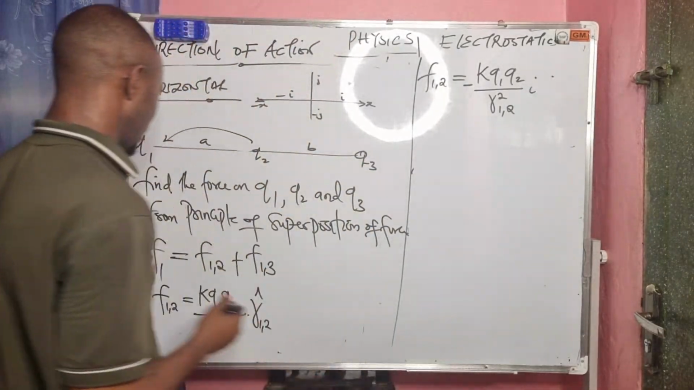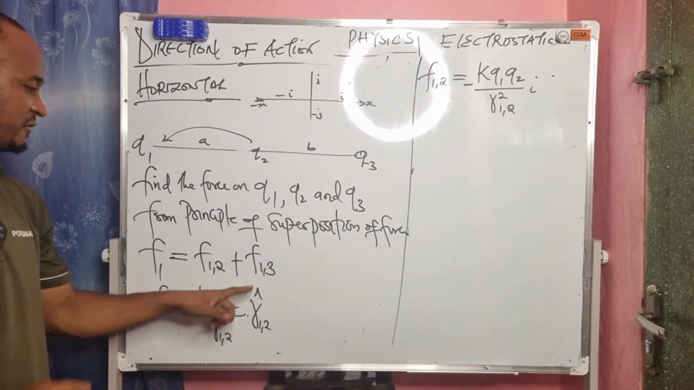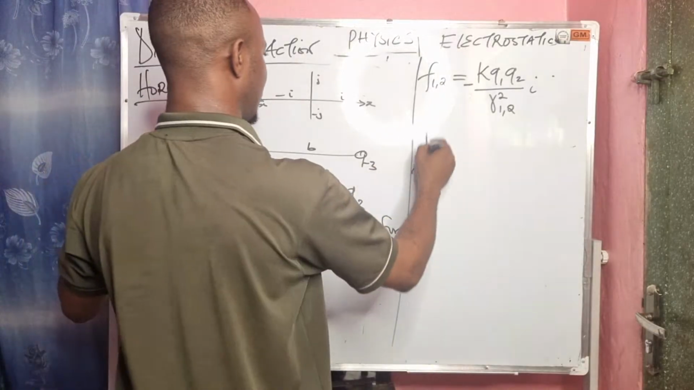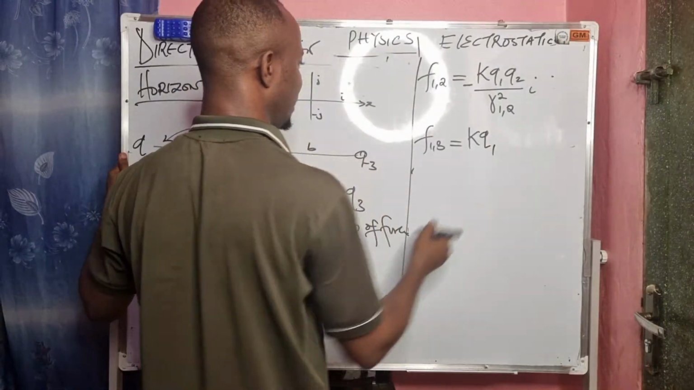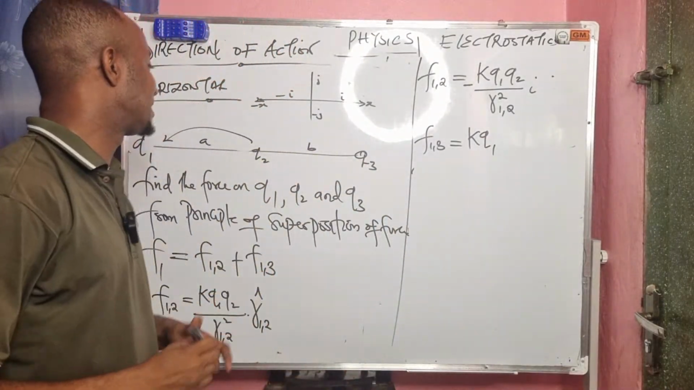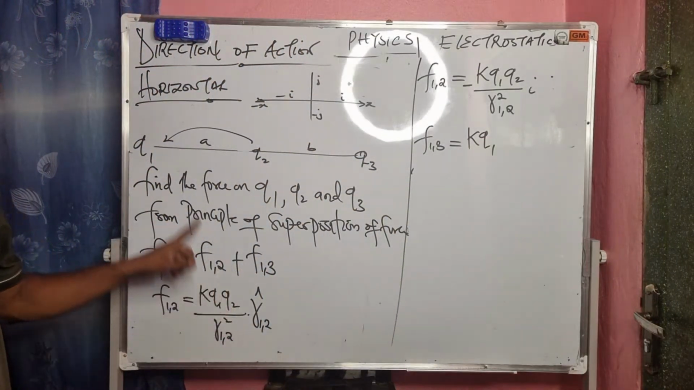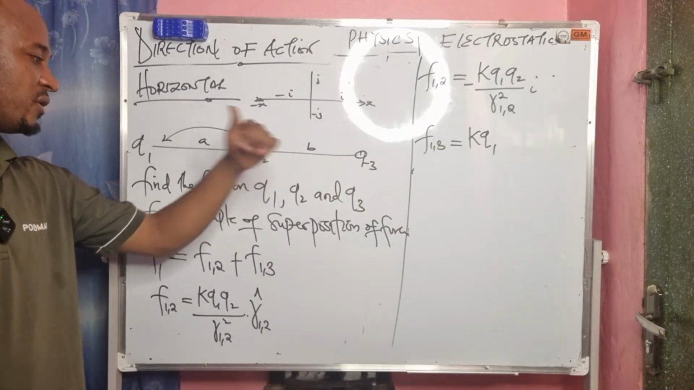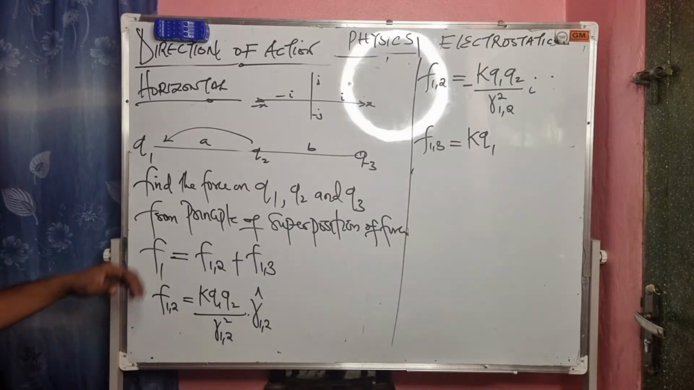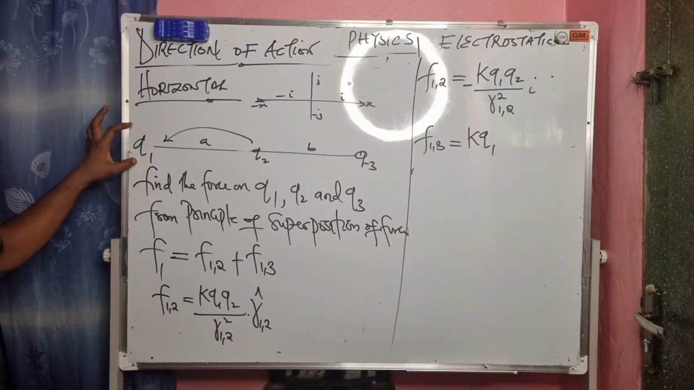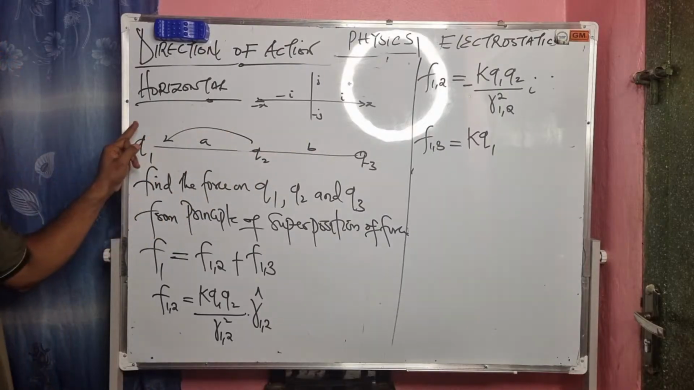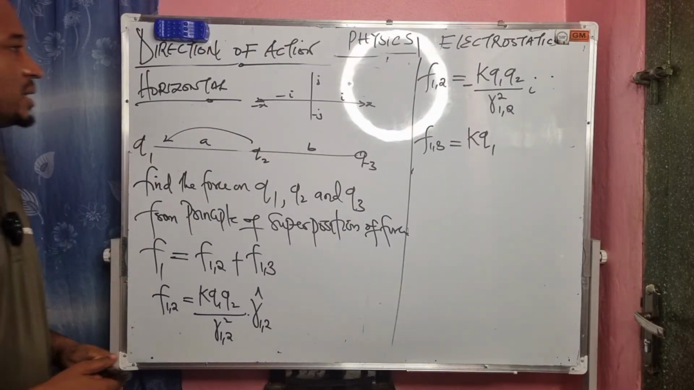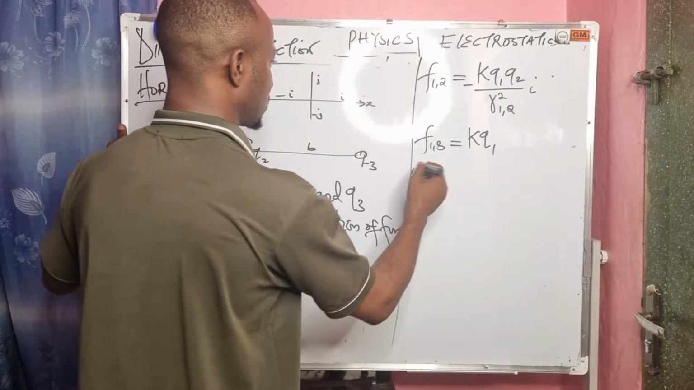Is that clear? Now let's find our F13. F13 will then give us KQ1, in this case between charge 1 and charge 3. But don't forget that the action of force is on charge 1. So that means from 3 to 1. Alright? From 3 to 1. So let's move on. That will give us what here?